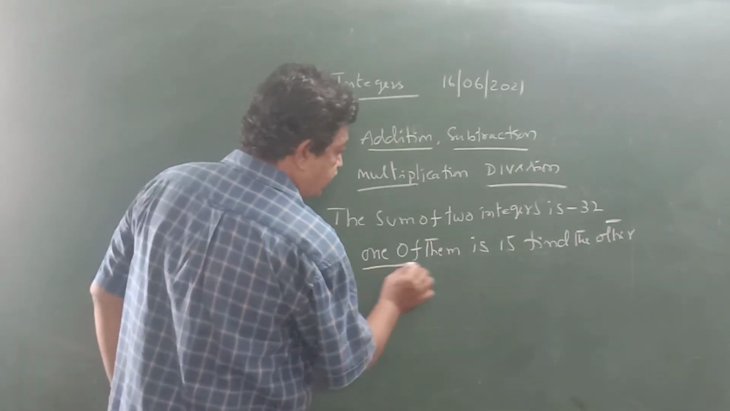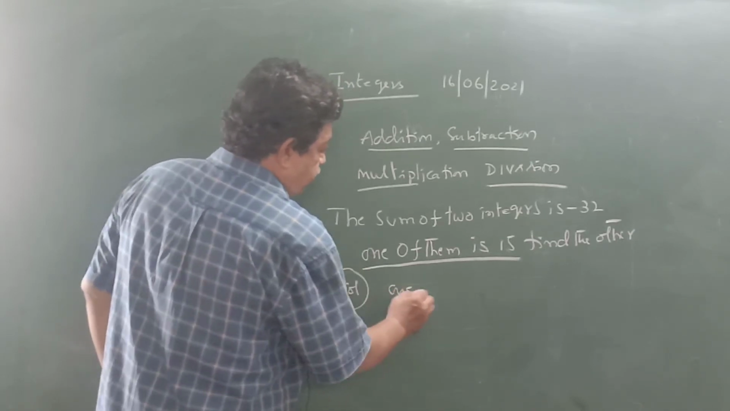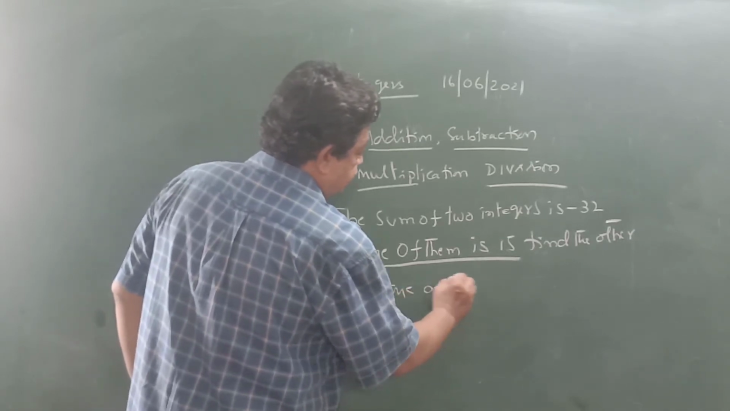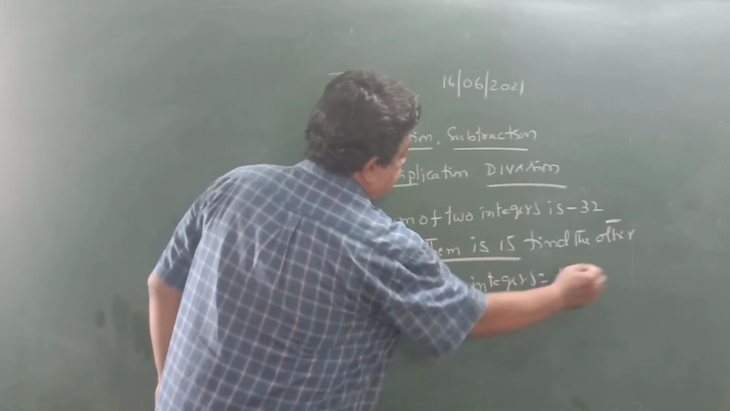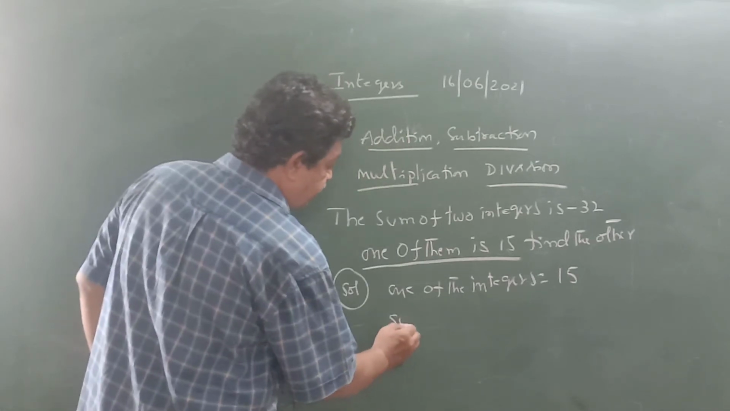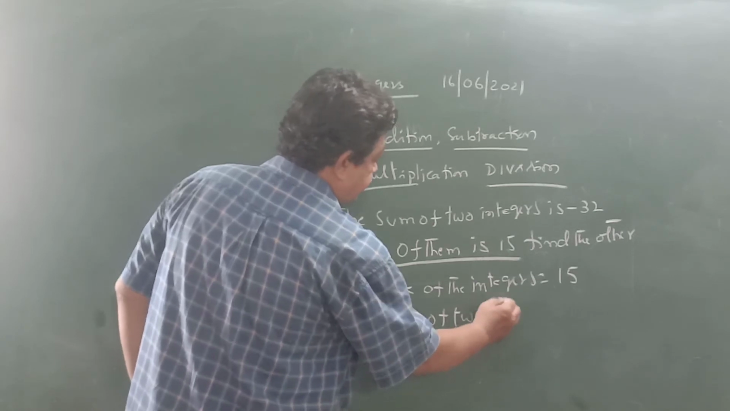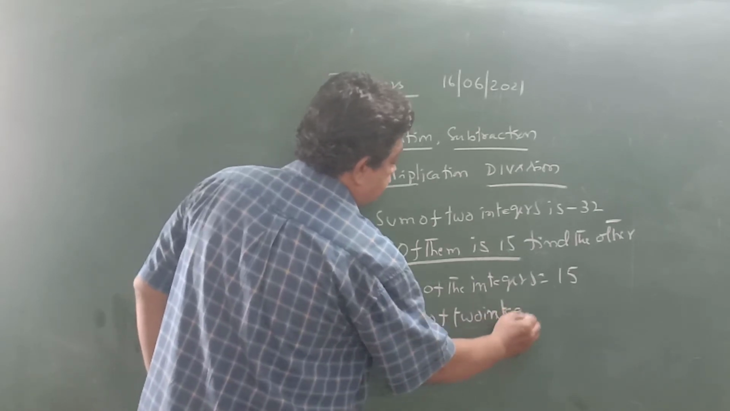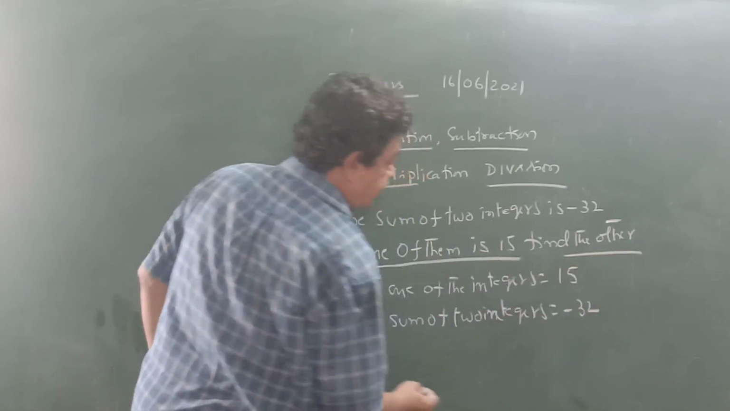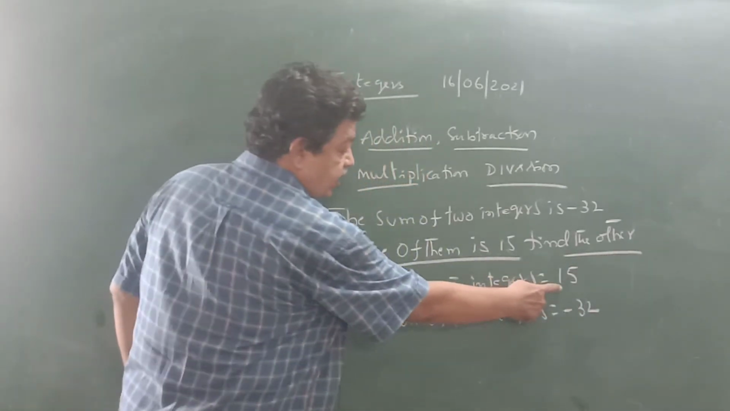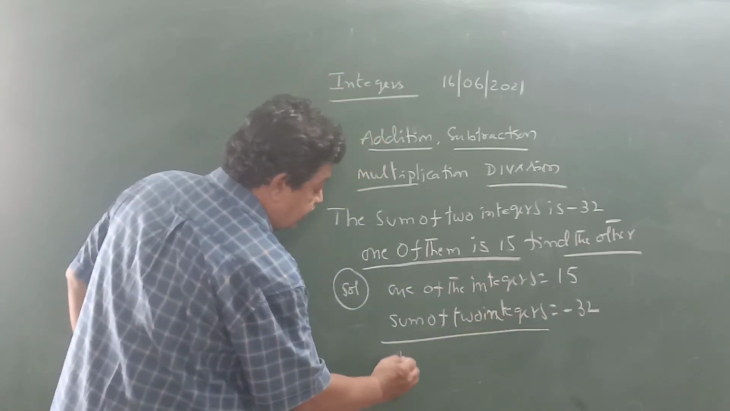First we take one of the integers. Solution, I am writing. One of the integers is equal to how much? 15. What is the sum of two integers? The sum of two integers is equal to minus 32. We want to find the other integer. There are two integers. We know one integer is 15 and we know the sum of the integers is minus 32. We need to find the other integer.